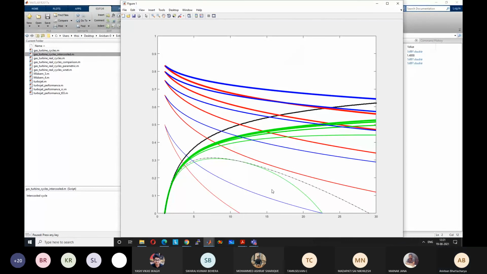So corresponding intercooled cycles I will show by using dotted lines instead of solid lines. So all the cycles we will study with intercooling also. So without intercooled cycles are solid lines, but with intercooling, these are the dotted lines. So these are simple Brayton cycle with intercooling. Okay.